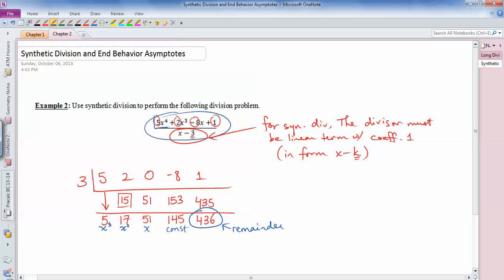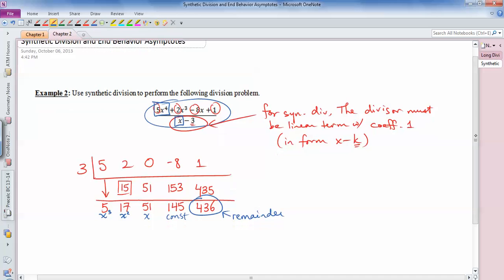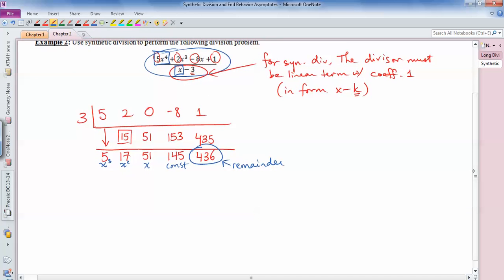And if you think about it, 5x to the 4th divided by x, that ought to give you x cubed. So my answer here, if I rewrite the problem, 5x to the 4th plus 2x cubed minus 8x plus 1 divided by x minus 3 is going to equal... and then I'm just going to take my answer right here. This is my answer, right? So remember, you can always write a rational function, polynomial over polynomial.